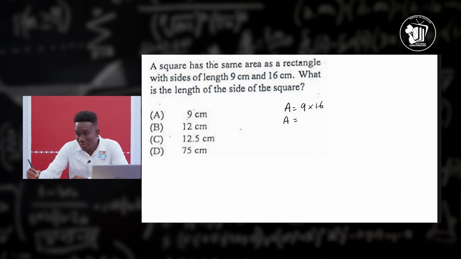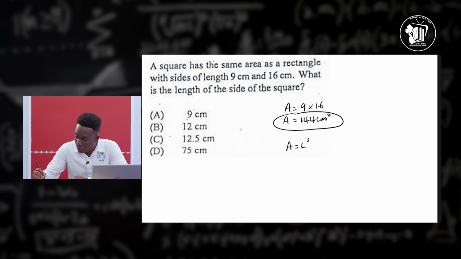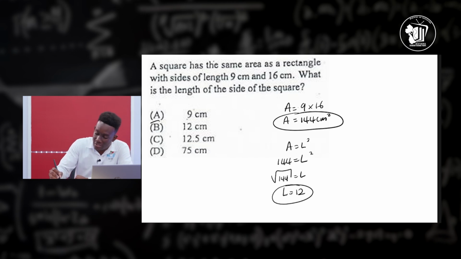So 9 times 16, we know 9 times 8 would be 72, and if we double that, that would be 144. So the area is 144 cm squared. This is the area of the square as well. To find the area of the square, it's length squared. So 144 is equal to L squared. All we need to do now is take the square root. So the square root of 144 is equal to L. When we square root 144, we should get 12. So the length of the side of the square is 12 cm, which is B.